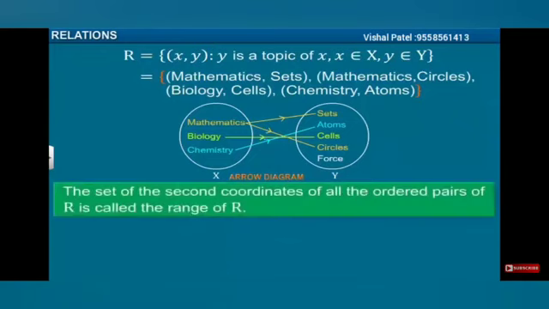The set of the second coordinates of all the ordered pairs of R is called the range of R.